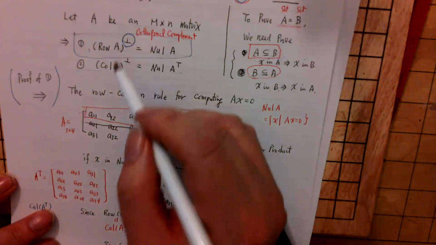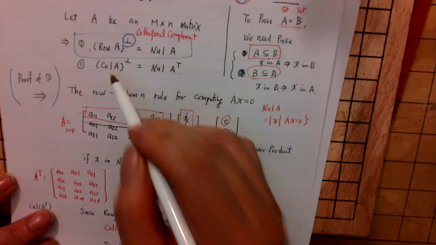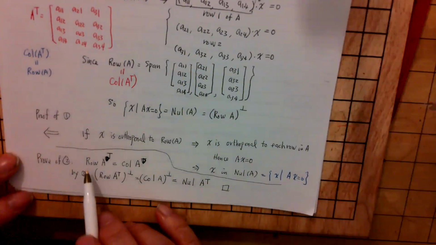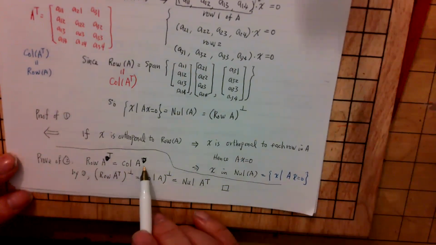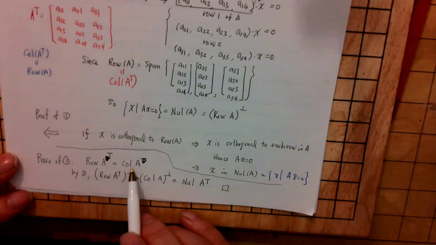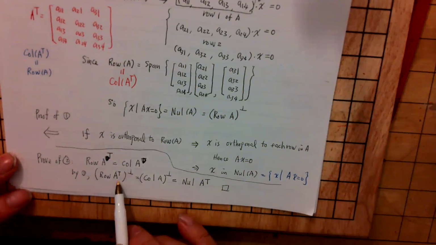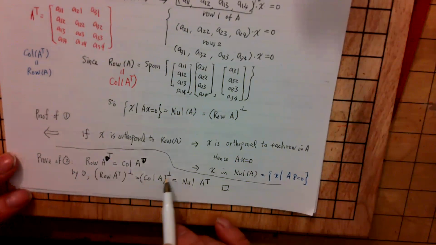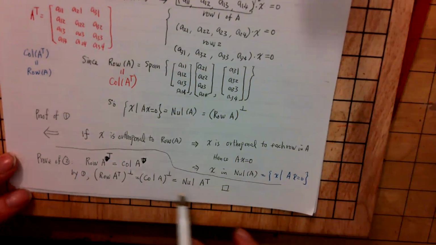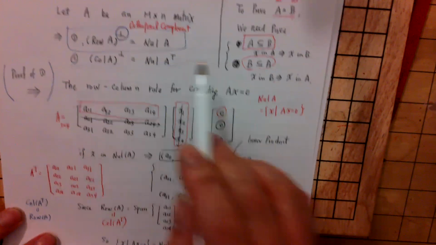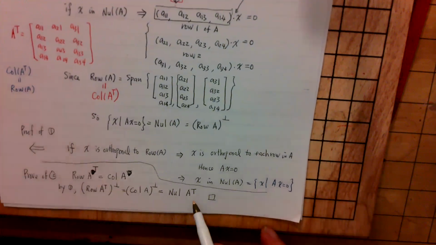From here to here, plug it in. Row A transpose is column A, and you plug it in. This is the orthogonal complement, which is just column A orthogonal complement. And that is, using this one here, Null A transpose. So the second one is obtained from the first one.